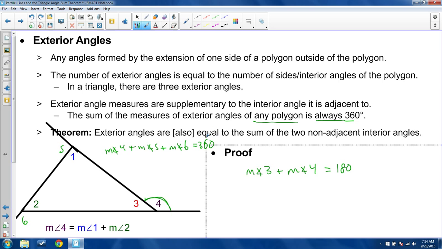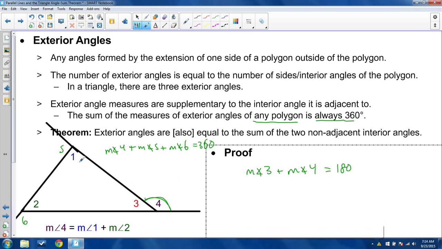Very cool. Final thing is the theorem, a theorem about exterior angles. Another way you can find their angle measure besides using its supplement right here is that exterior angles are also equal to the sum of the 2 non-adjacent interior angles. So angle 4 is adjacent to angle 3.